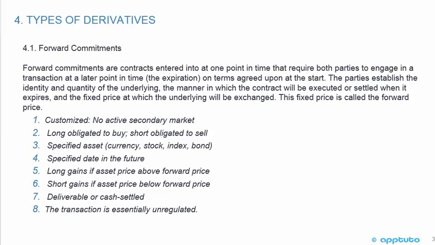With regards to forward commitments: 1, they're customized, with no active secondary market. 2, the long is obligated to buy, the short is obligated to sell. 3, there's a specific asset, currency, stock, index, or bond. 4, a specified date in the future. 5, the long gains if the asset price is above the forward price. The short gains if the asset price is below the forward price. They're either deliverable or cash settled. And finally, the transaction is essentially unregulated.